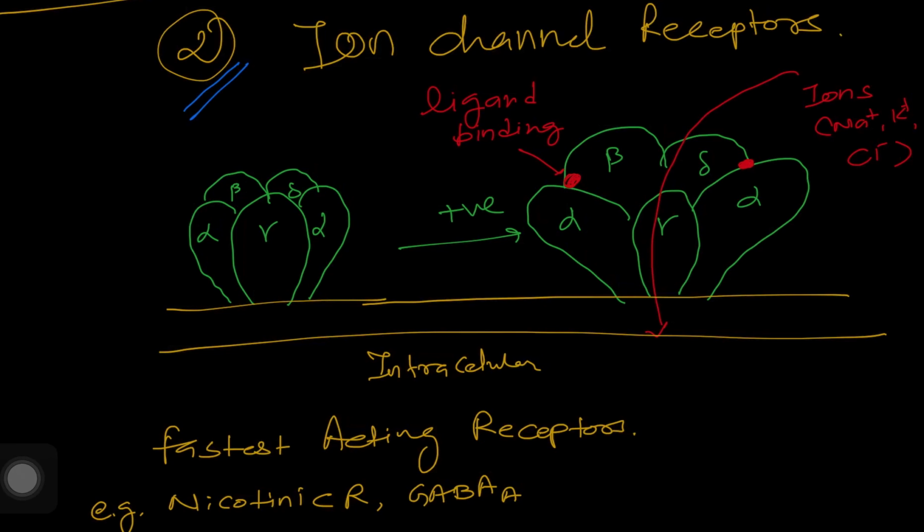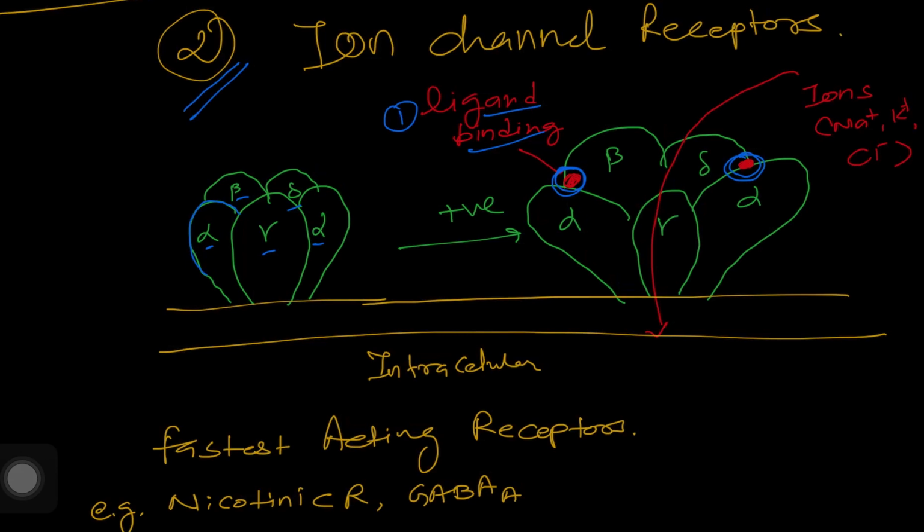This is an example of an ion channel which has different subunits, for example alpha, beta, gamma, delta. In between those subunits there are sites of binding of the ligand or the agonist. So these are the sites of binding of the agonist. First, how the response starts is that there is binding or affinity of the ligand or agonist to the receptor site, and on binding this ion channel gets activated.